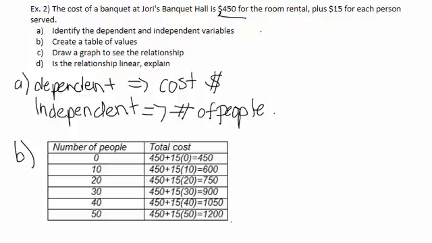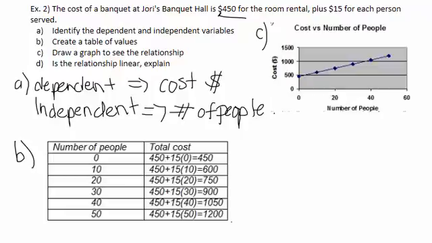They're asking us to draw the graph to see the relationship. So here we have plotted the graph, and we can see the relationship between the points in our t-table. For part D it says, is the relationship linear? Explain. Yes, it is definitely linear because all of the points form a straight line.